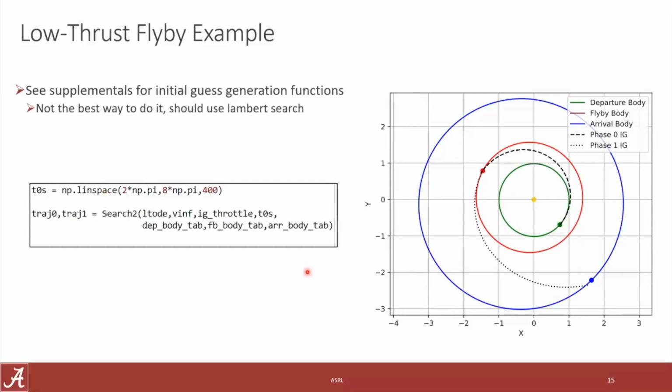So we've got supplemental things for the initial guess generation. We could use a Lambert arc search for targeting the flyby body and then the flyby body out, but here we've just got integrated solutions. So we're doing this search that goes from the departing body to the flyby, and then a second one that goes from the flyby body to arrival.